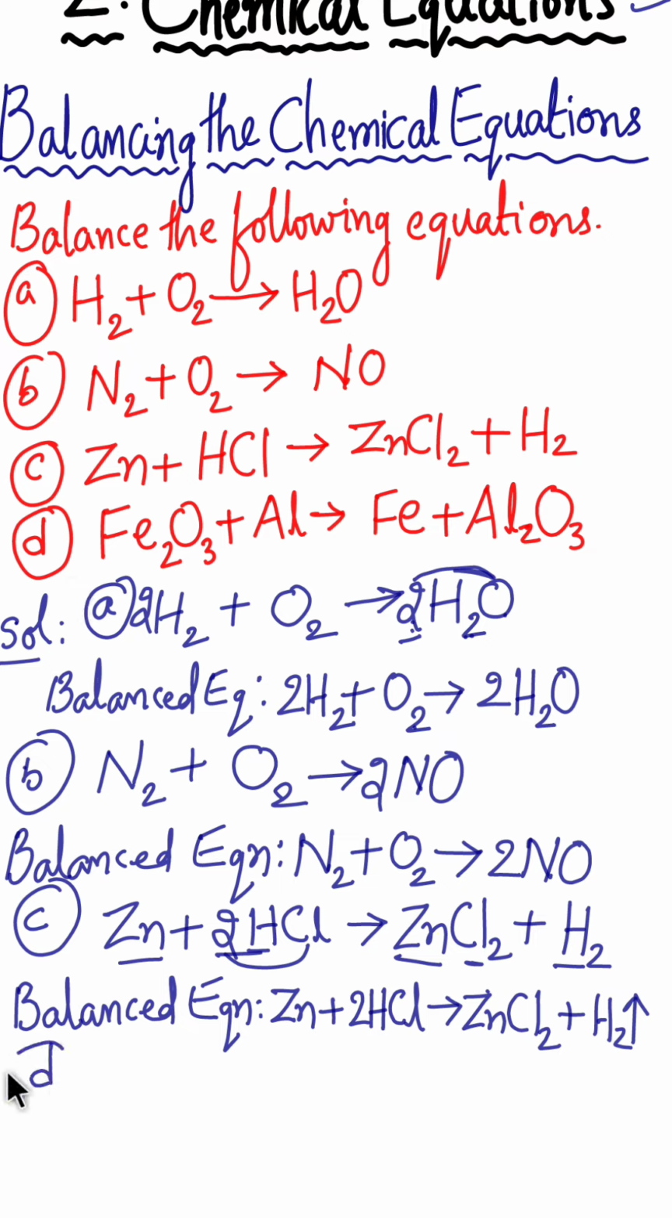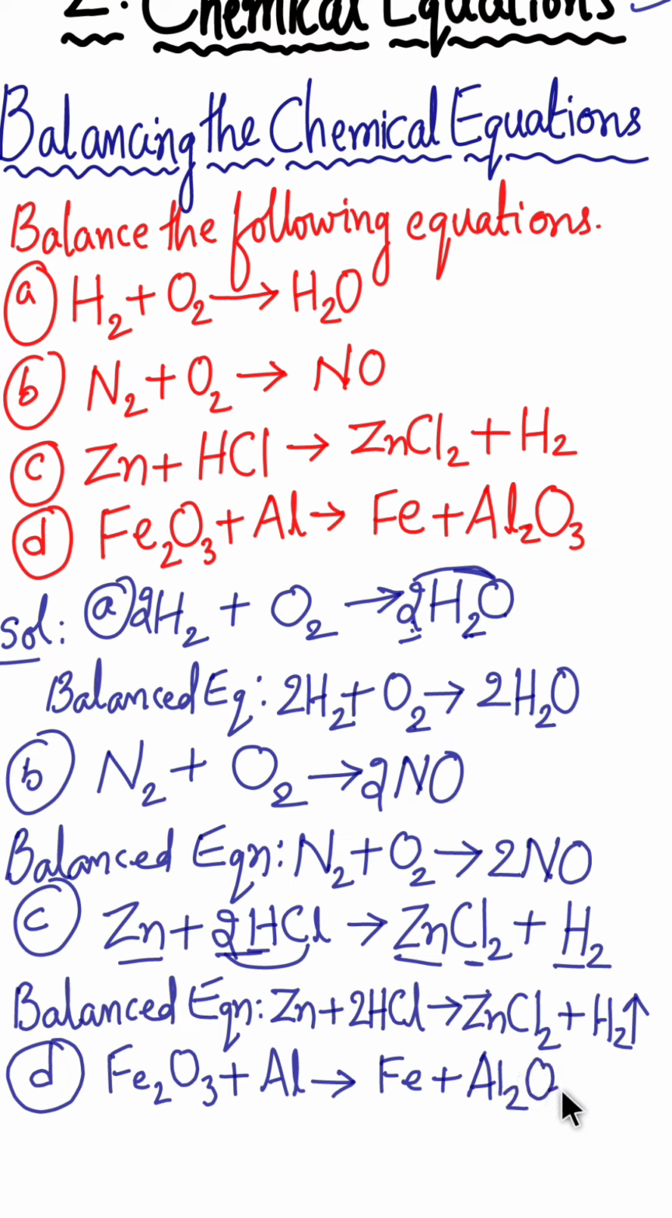In the next example I will explain that, right? Now D, let us see the D. The equation is Fe2O3, that is ferric oxide, plus Al, nothing but aluminium, gives rise to Fe plus Al2O3. Now let us balance. Before balancing, once again I am explaining, first you see each atom on the left hand side and right hand side. First I will take Fe. Here how many Fe's are there? 2, but on the right hand side only 1.